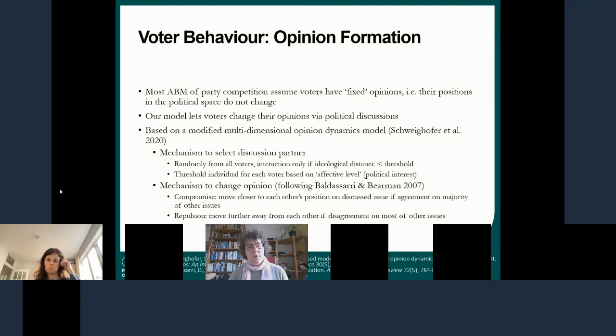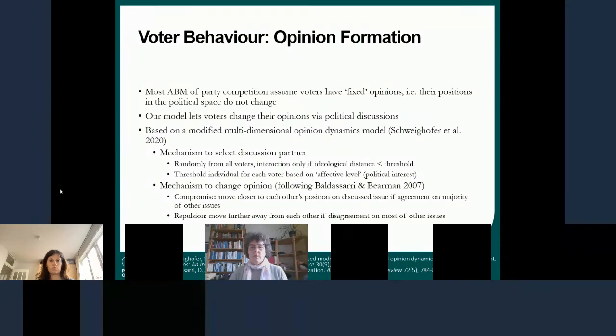And this threshold depends on the affective level of the voters and is different for each individual voter. For our model, we use the voters' political interest that we have from the national election survey to model this threshold. The mechanism to change opinion in Simon's model, you can correct me later, Simon, if I'm wrong there.